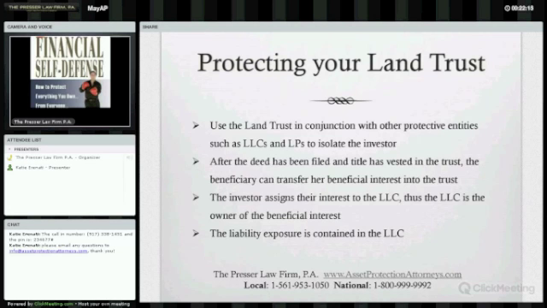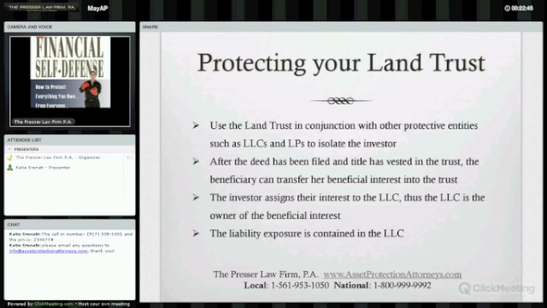Now, again, like we talked about before, although you can transfer your beneficial interest to the trust, I always suggest having the Asset Protection LLC or the Asset Protection Limited Partnership be the beneficial owner of the trust from the beginning, from when it's set up. That way there's no fraudulent transfer issues and everything's very clean. But, the investor can assign their interest to the LLC or the LP, and thus the LLC or the LP is the beneficial owner and has the beneficial interest. And, of course, the liability exposure is contained in the LLC.